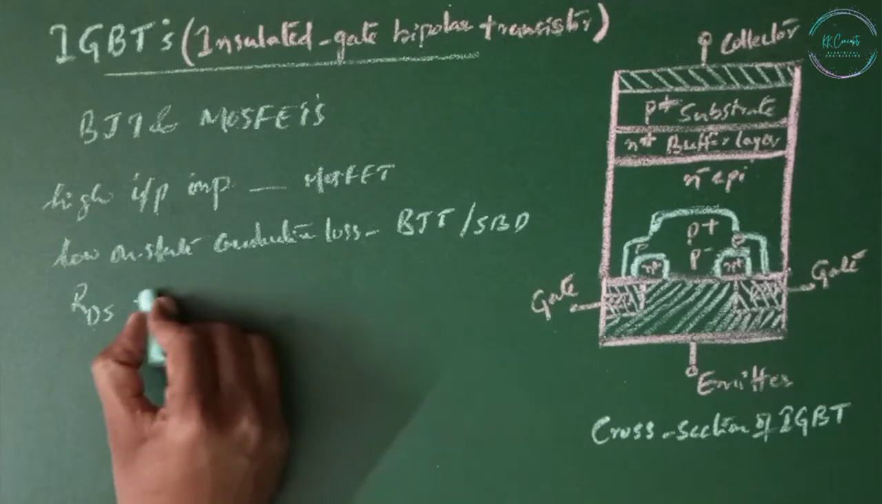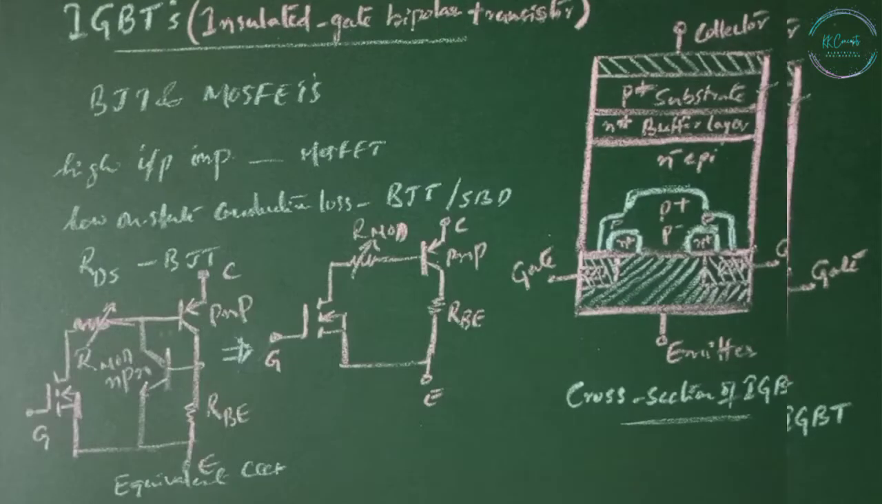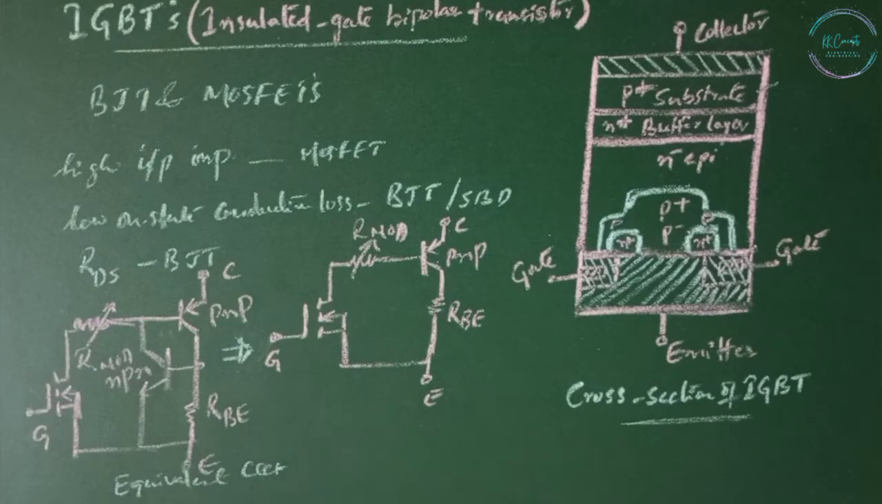Now this is a cross section of an IGBT. This is identical to that of the MOSFET except for the P plus substrate. And the performance of the IGBT is closer to BJT rather than the MOSFET. Now this is due to the P plus substrate, which is responsible for the minority carrier injection into the N minus region. These are equivalent circuits, and further this equivalent circuit is simplified like this.